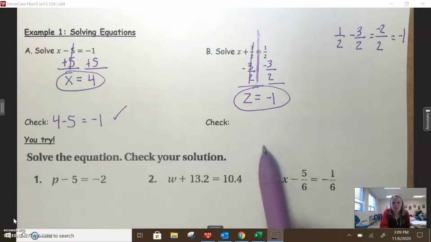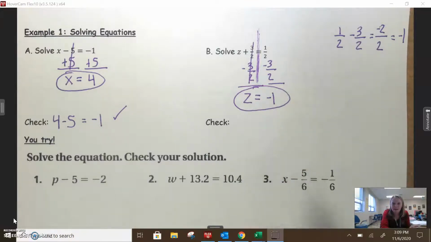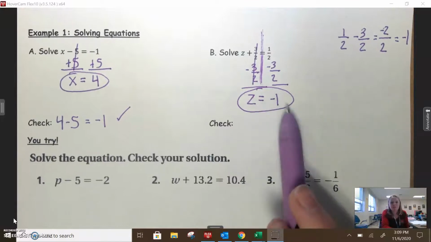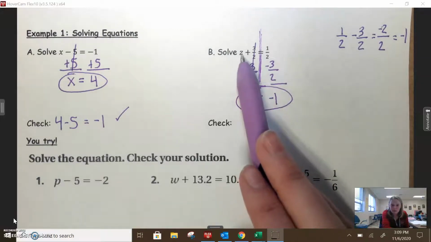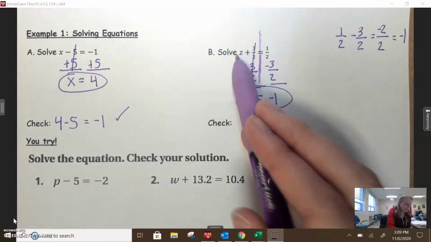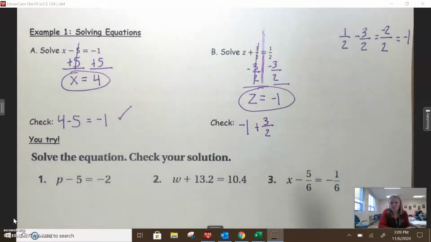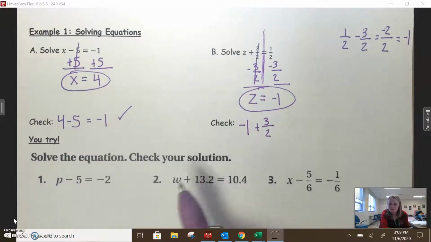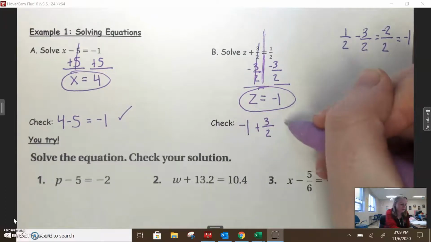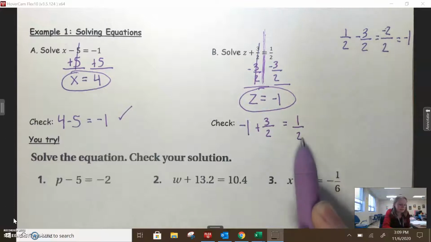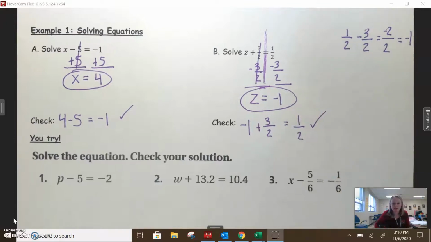Now we have to go back and check our work to make sure that this was actually the right answer, because if it's actually wrong, I know that it's wrong and I can go back and try and figure it out again. So if z and -1 are the same exact thing, I can take this -1 and replace it in that z spot here. So now I'm going to have -1 plus 3/2. And remember, you're allowed to use calculators now, so if you want to use a calculator for this kind of stuff, that's totally fine. -1 plus 3/2, that's actually going to get me 1/2. And since this 1/2 matches the original 1/2 of the original problem, I know I got my answer correct.